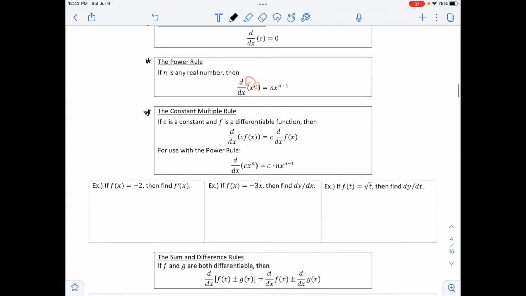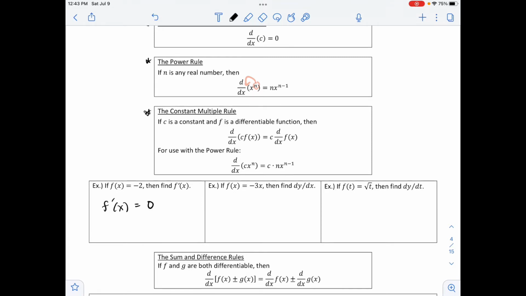So the examples are right below. We have f of x equals negative 2. Then find f prime of x. Make sure to put down an f prime, something to tell me that you're taking a derivative. Just putting down the answer of 0, I don't know what you're discussing. So make sure you put down that it is a derivative. It's not the intercept, or the slope or anything like that. So we have f prime of x is equal to 0.